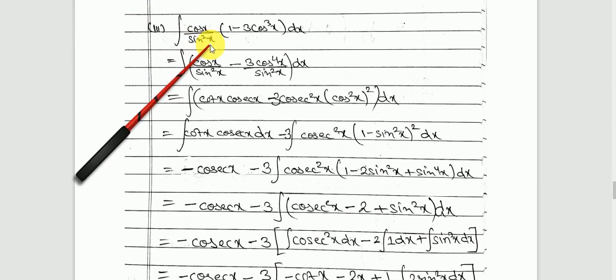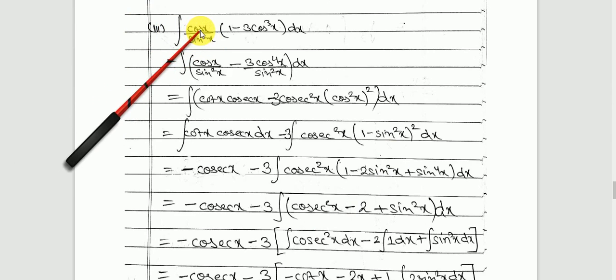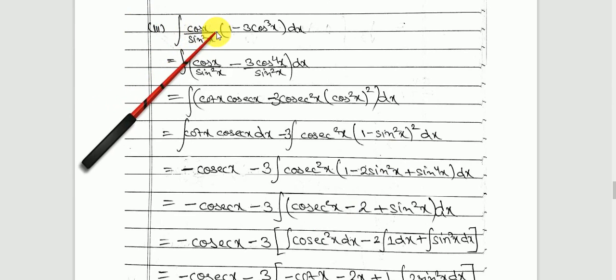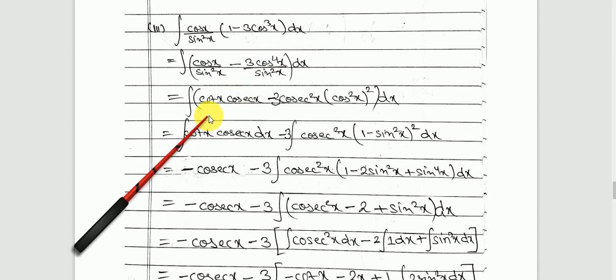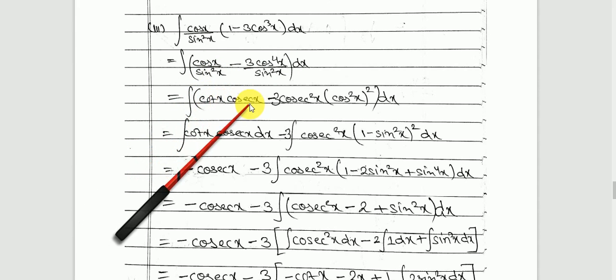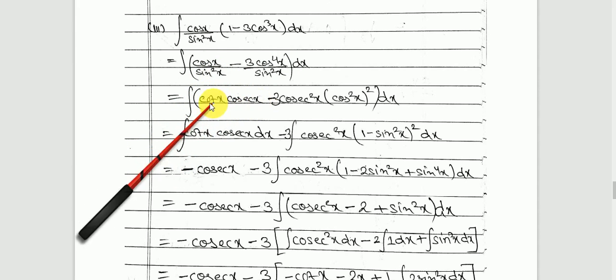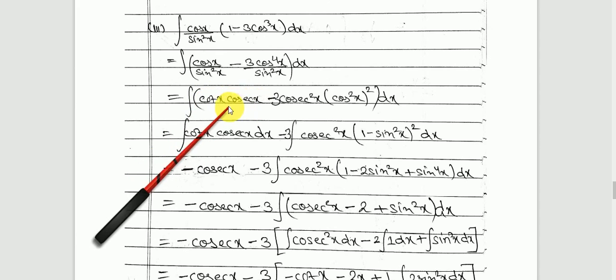Next you have to integrate cos x upon sine square x into 1 minus 3 cos cube x. So open the bracket, then you can write this way: cos x upon sine square x minus 3 into cos to the power 4x upon sine square x. So this cos x upon sine square x can be written as cot x into cosec x. So you know the integration of this cot x into cosec x.